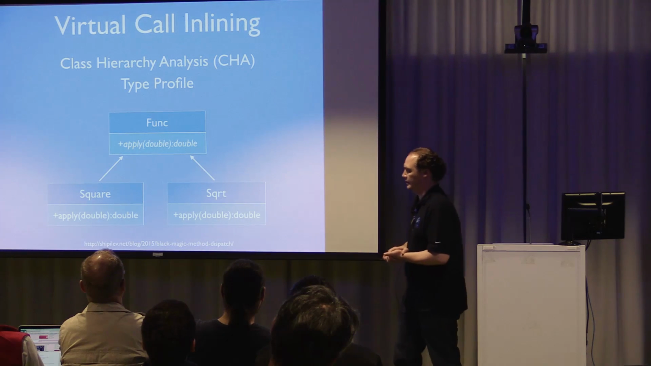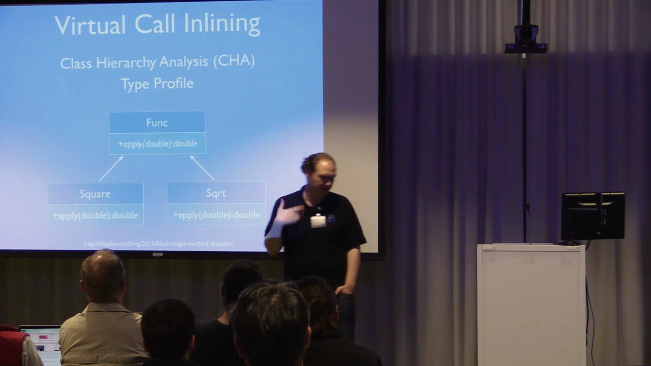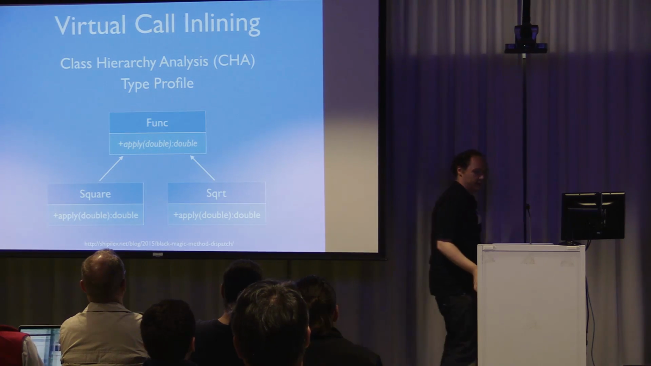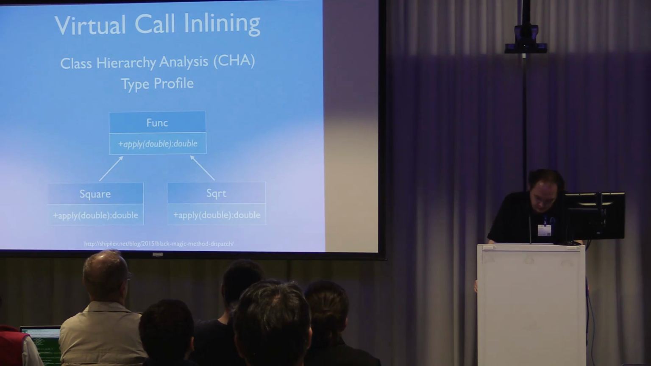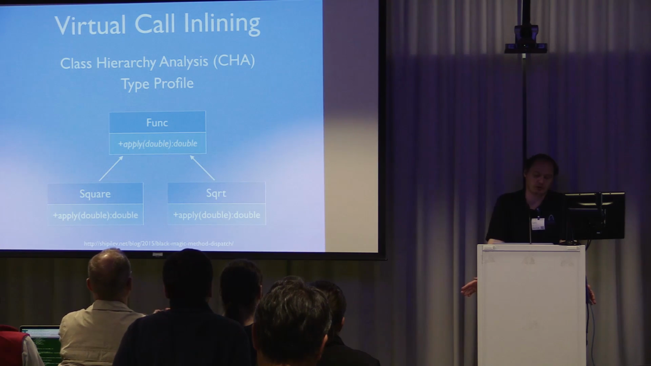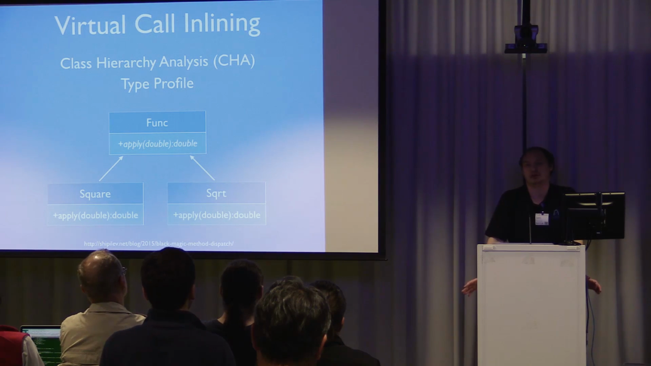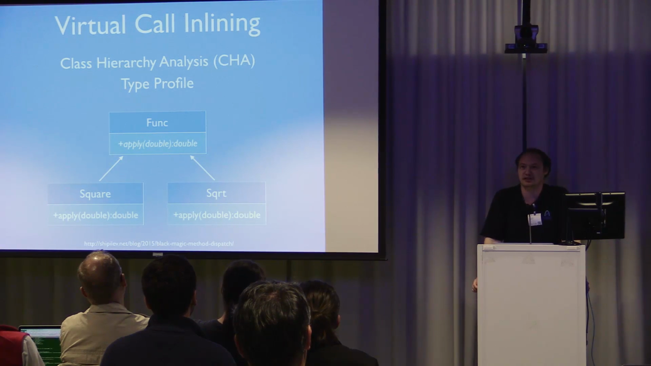Step one is the class hierarchy. So imagine I have a class Function. It's abstract. It has an abstract apply method. It takes a double, returns a double. And I have two implementations, Square and SquareRoot. But right now, I've only loaded Square. I haven't loaded SquareRoot, never used it. So if I call func.apply, what must I be calling? Square.apply, or I'm getting a null pointer exception. Those are our two choices. Right? Either I don't have an object, or it's a Square. Those are our choices.